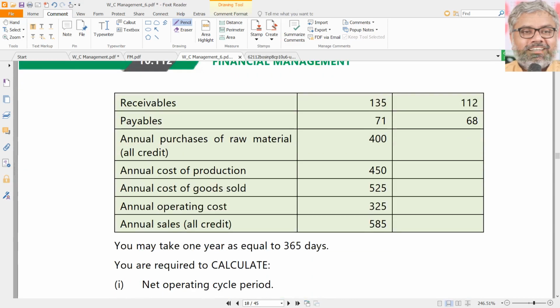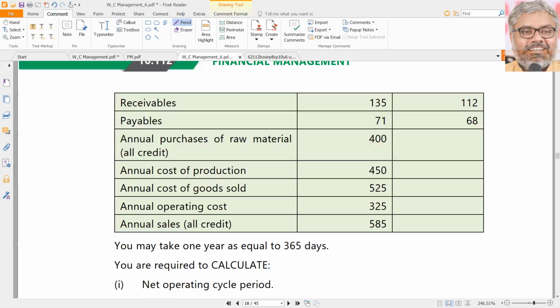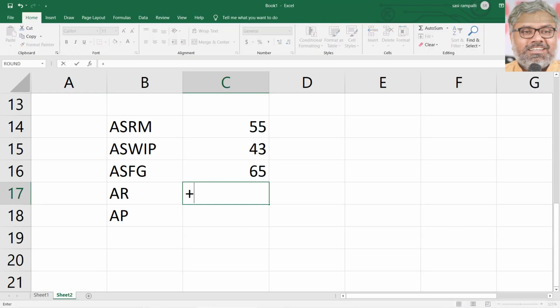Same way, receivables and payables also average can be taken. Average receivables, average payables. Average receivables will be how much? 135 plus 1112 by 2.